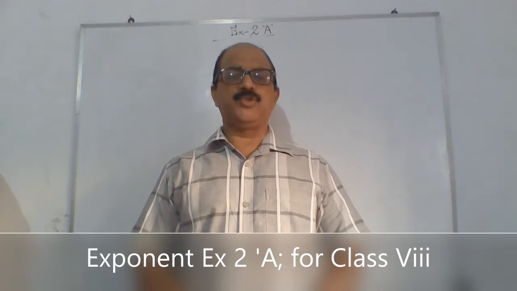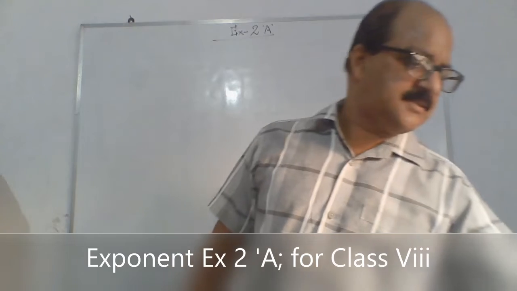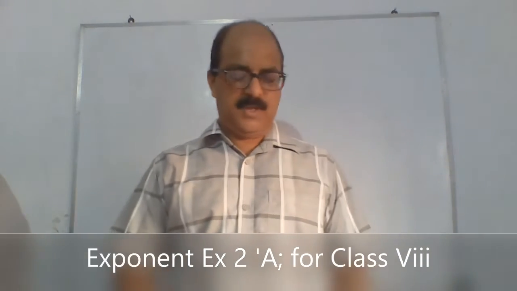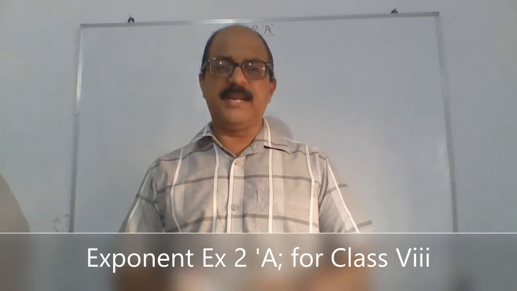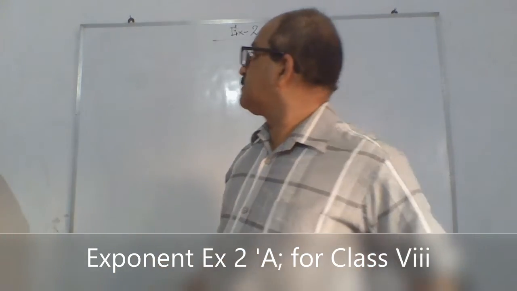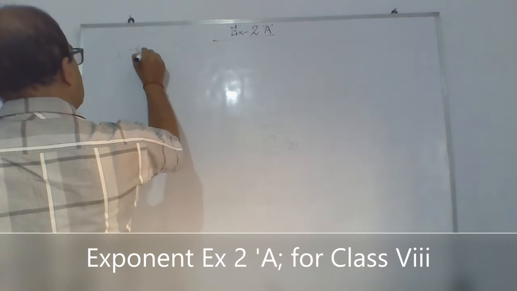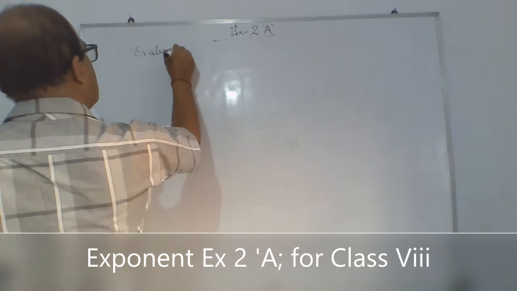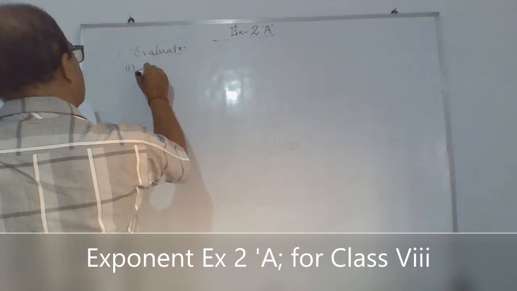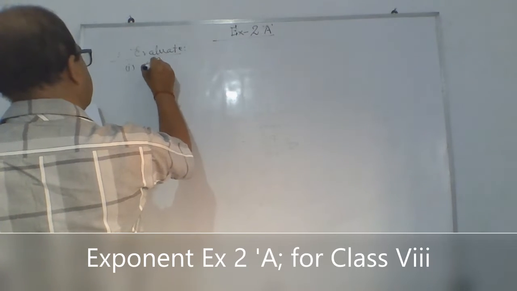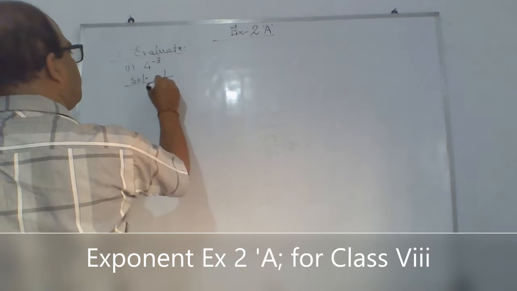I'm going to solve the chapter Exponents, exercise 2A. Here we have to start. The first question says evaluate 4 to the power minus 3. The solution of this question is 1 by 4 to the power 3.